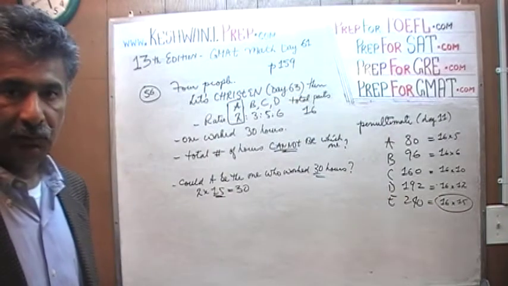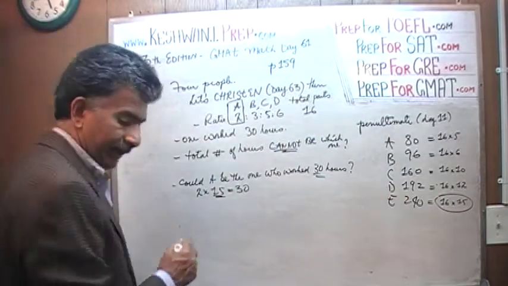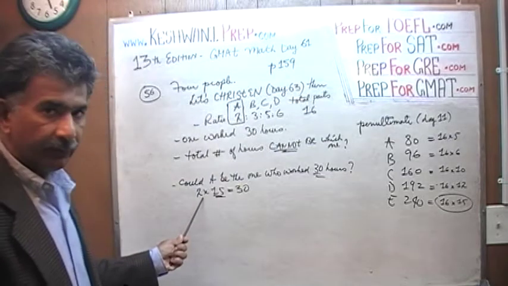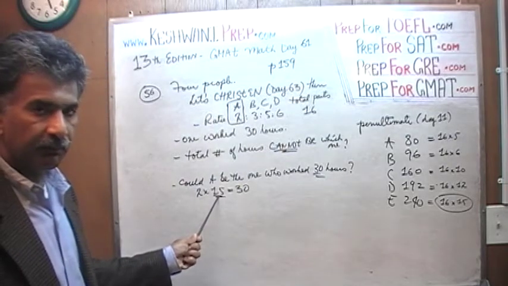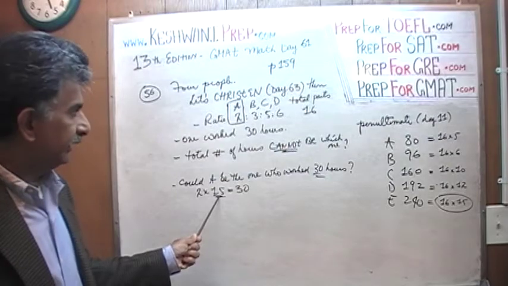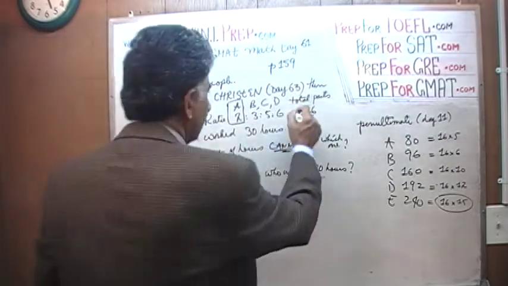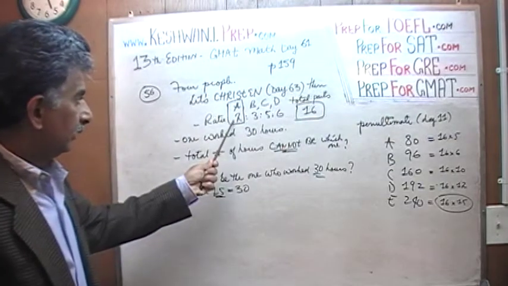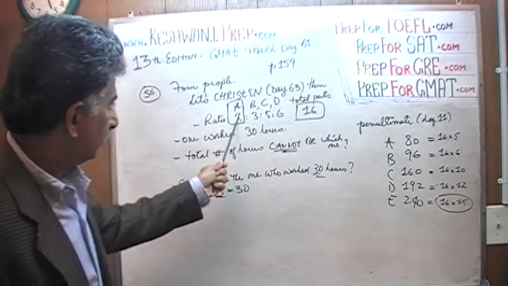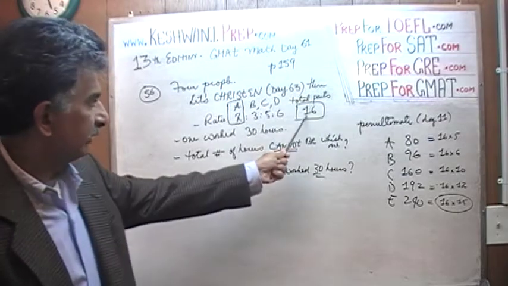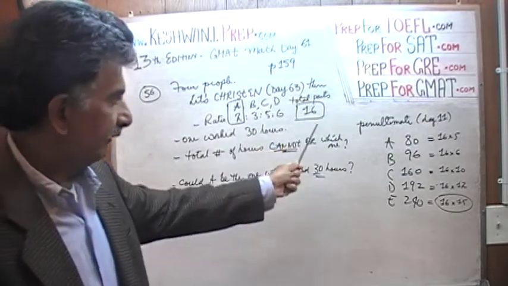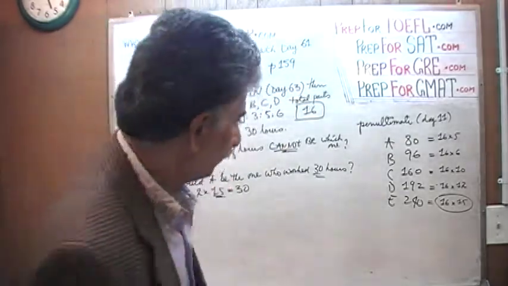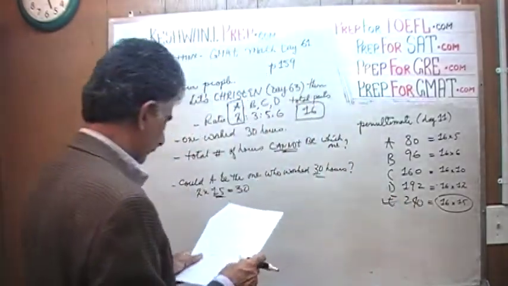It is possible for A to work 30 hours because had A worked 30 hours, we would have needed a multiple of 15. Total part is 16, and if A worked 30 hours, then our ratio would be 2 times 15, which is 30. Therefore, this has to be 16 times 15. Is there any of these 16 times 15? Right here, 240 works. So that is a possibility. 240 is a possible number of hours worked.